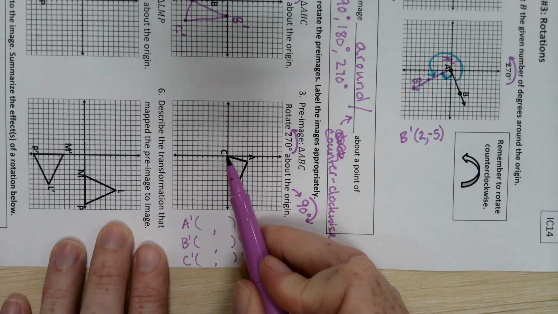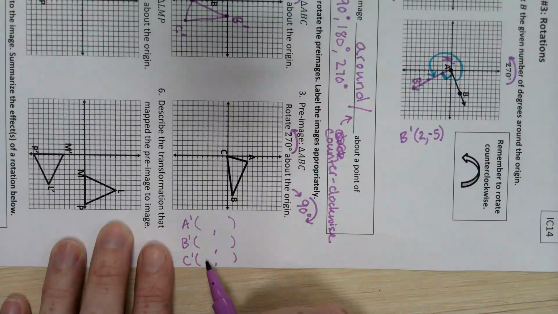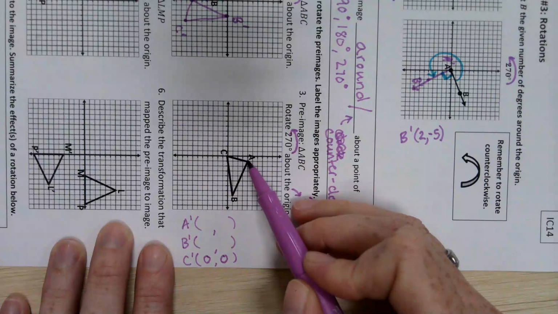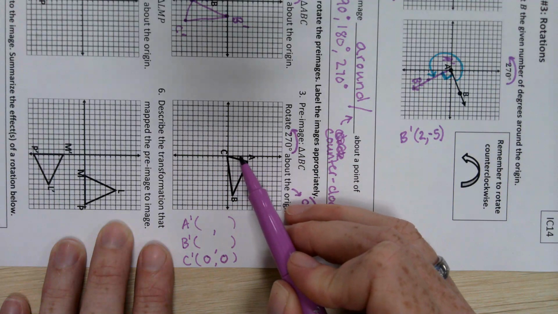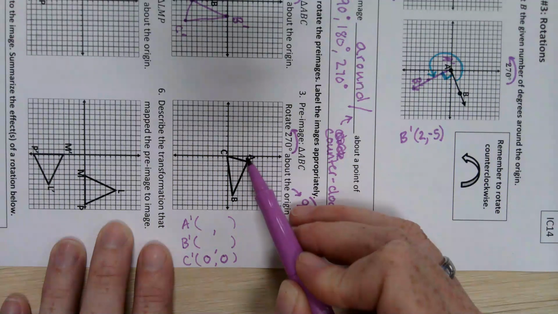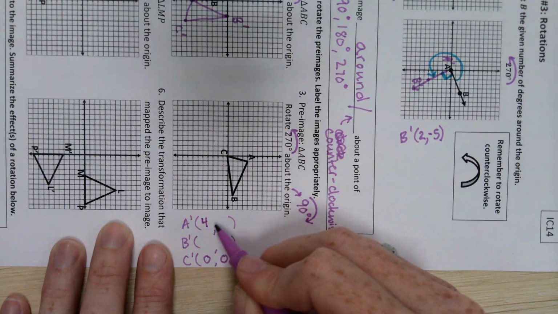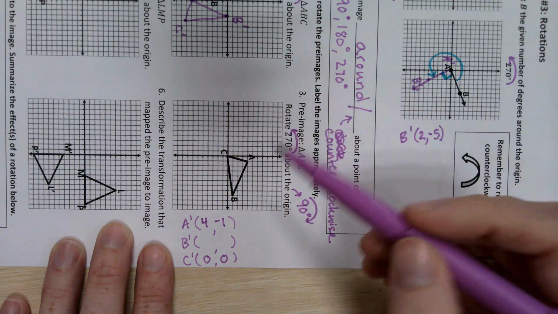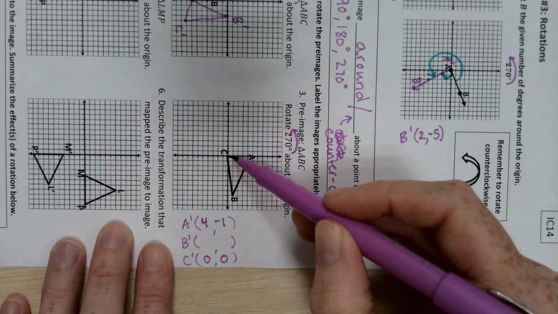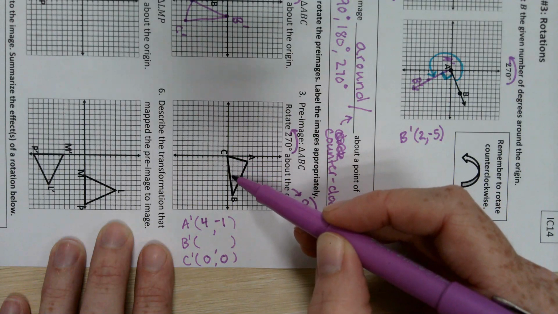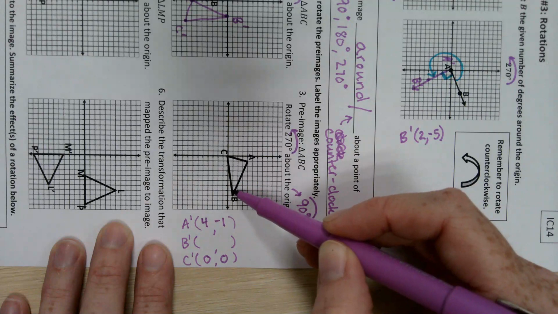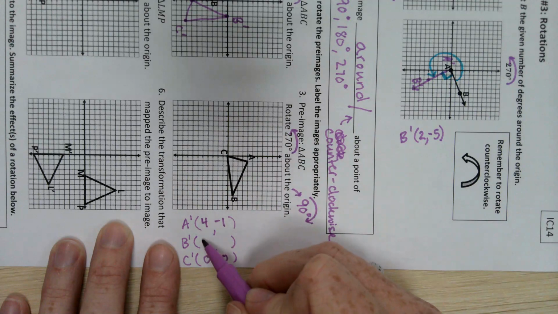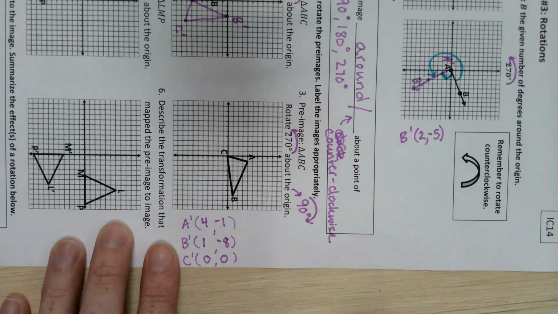C is at that center of rotation, so it's not going to move at all. 0, 0. A prime looks like it's going to be 1, 2, 3, 4 to the right and down 1, so 4, negative 1. And then B prime looks like it's 1 to the right, 1, 2, 3, 4, 5, 6, 7, 8. So 1, negative 8. I'm not going to lose that negative sign this time.